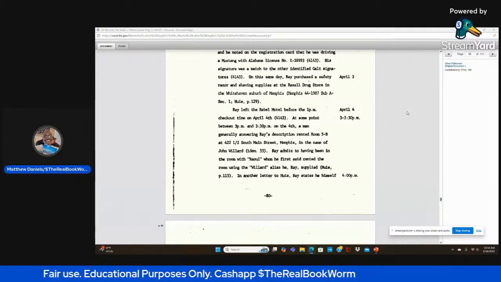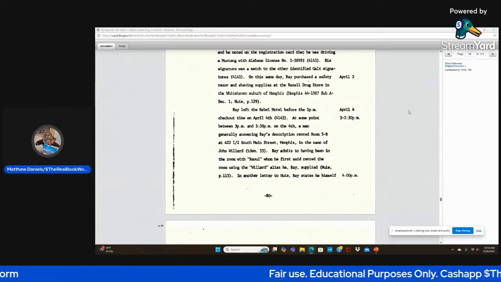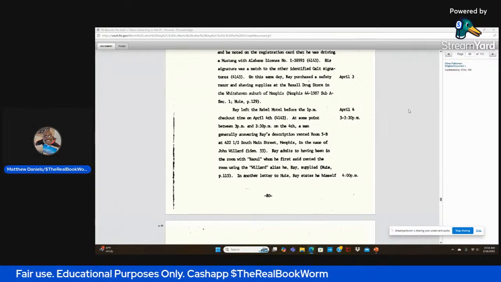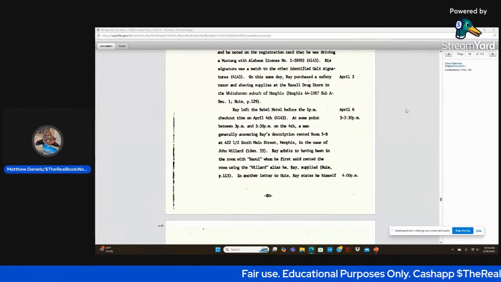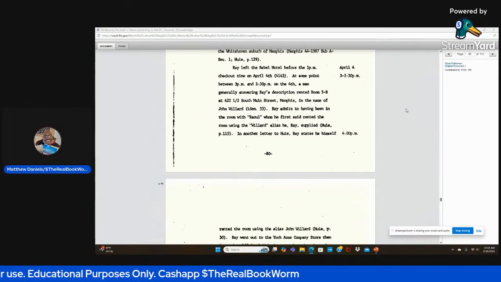At some point between 3 p.m. and 3:30 p.m. on the 4th, the day of the assassination, a man generally answering Ray's description rented room 5B at 422.5 South Main Street, Memphis, in the name of John Willard. So now we have another alias, John Willard, who rented the room on South Main Street that is allegedly the room used to assassinate King.